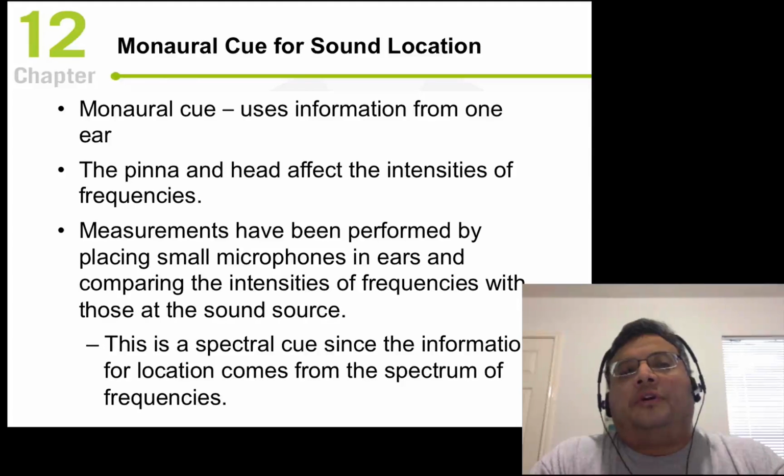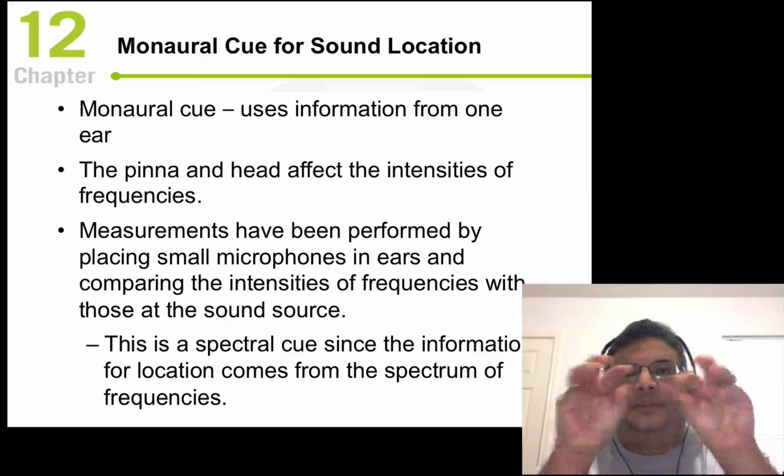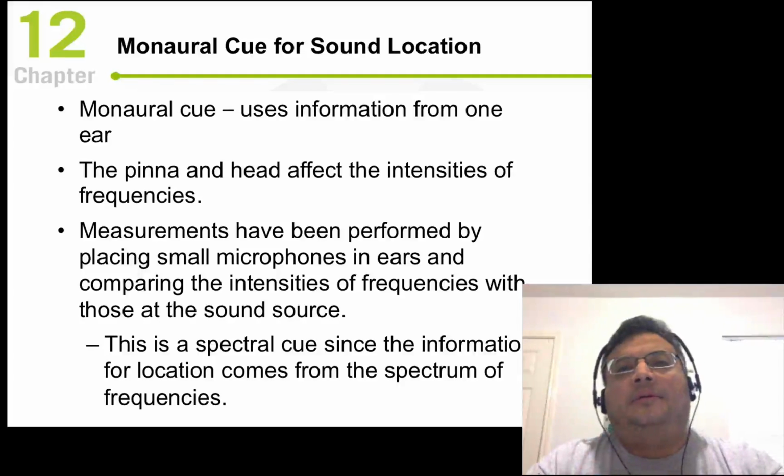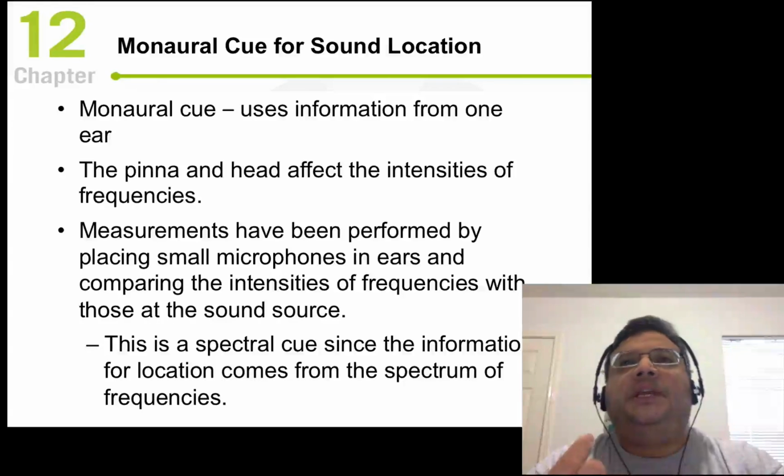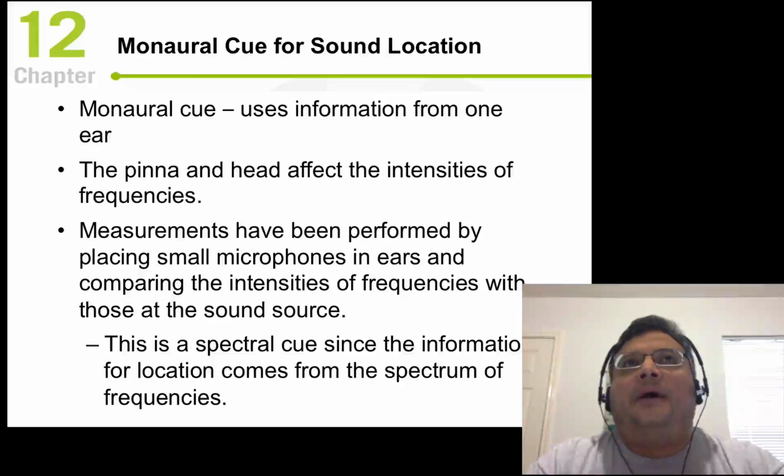Now let's talk. We talked about binaural cues before, which are cues that require both of your ears. Now we need to talk about monaural cues, which are cues that only require one ear. We do have the ability to use the sounds bouncing into one ear to compute certain things about the sound, the location where the sound is coming from.